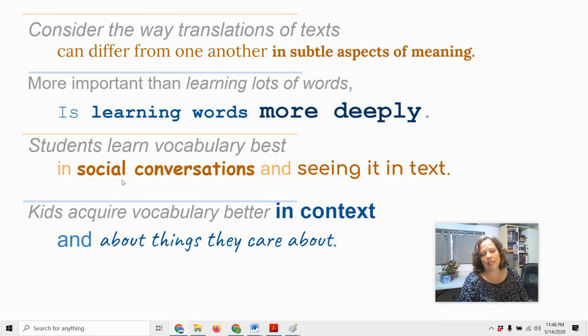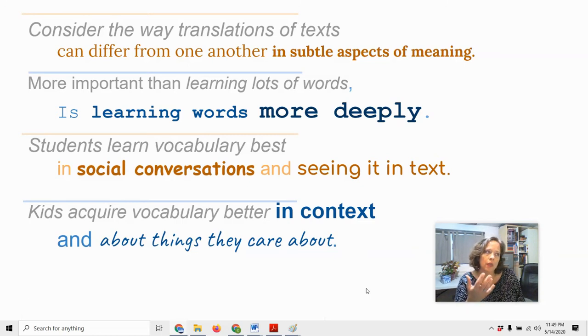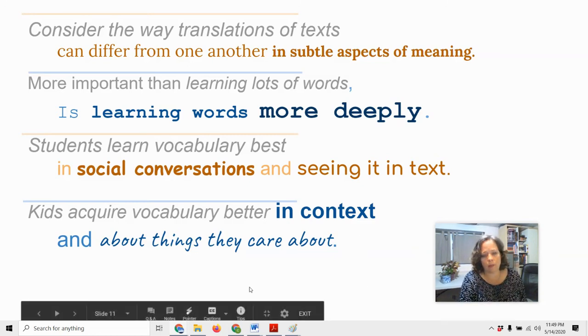Students learn vocabulary best in social conversation and seeing it in text. So if we're just saying words and their meanings in class, that may not be the best way for them to acquire it. Can we give them opportunities to discuss that in a non-academic way? But more importantly, can we give them ways that language connects to something they're interested in, where they might actually use that in conversation outside of a classroom setting? That actually tends to be where students are really gaining that knowledge best.